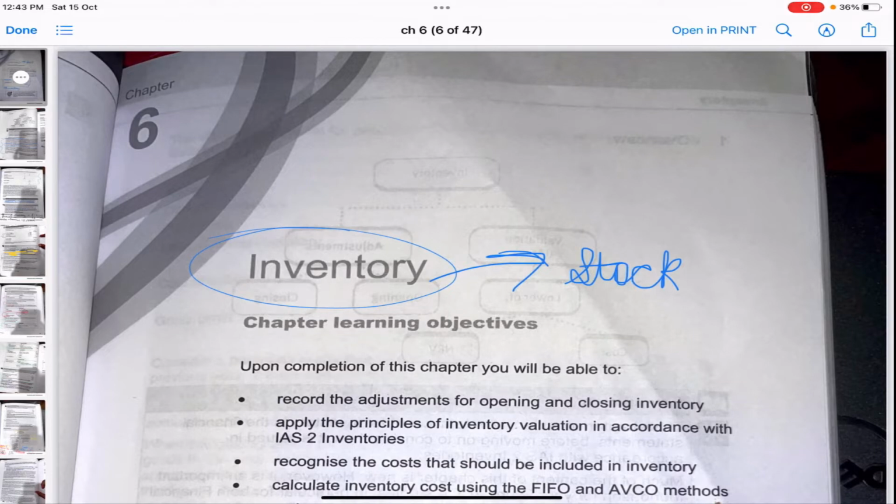In this video we will be doing the chapter 6 inventory. This is the part 2 of this chapter. If you haven't done the part 1, I'll link it in the description box below.